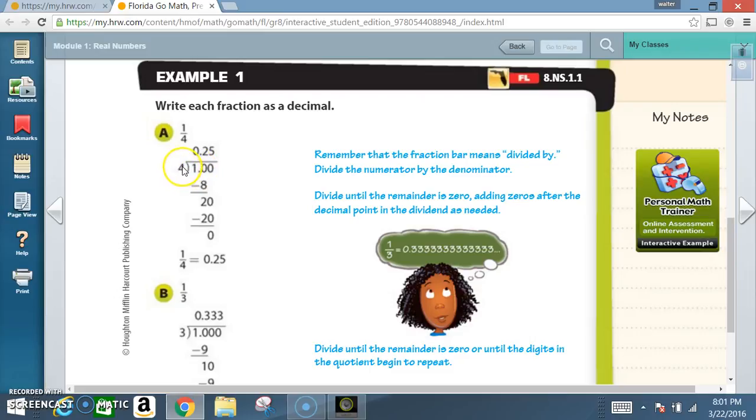4 goes into 10 twice. 2 times 4 is 8. 10 minus 8 is 2. Bring down the 0. 4 goes into 20 five times. 5 times 4 is 20. Then you subtract. 20 minus 20 is 0. So you know your final answer is 0.25. So 1/4 is equal to 0.25.